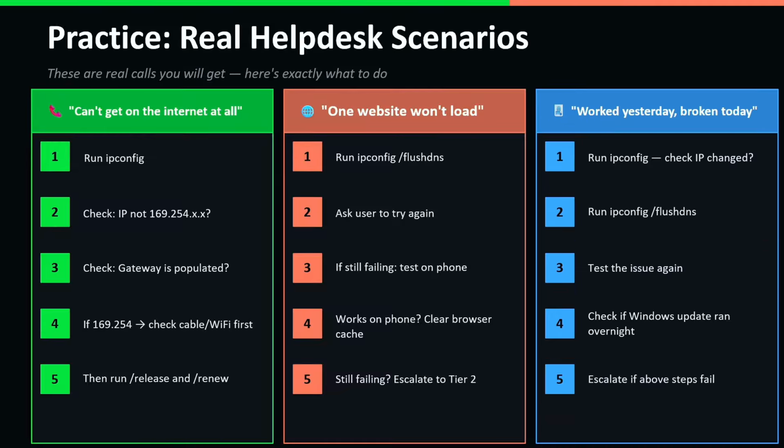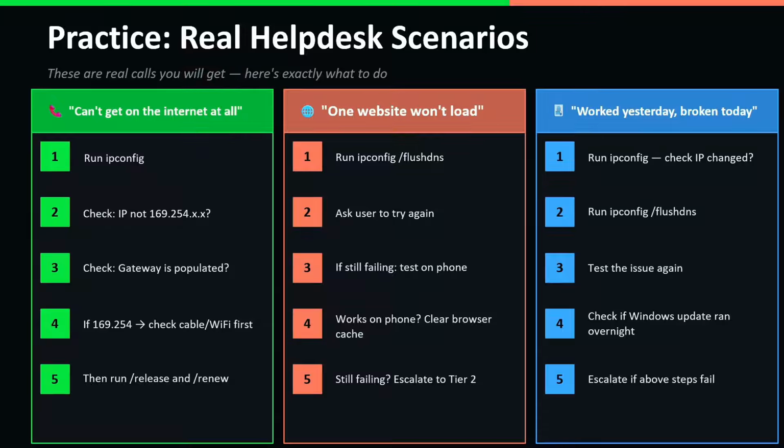For the third scenario, somebody tells you, "Well, it worked yesterday, but it's broken today." What you'll do here is check ipconfig to see if it's a changed IP. Next, you'll want to run a flushdns, and then you'll test it again. If an update ran overnight, it may have reset something. If you can't find it, at that point again, you'll escalate to tier 2.